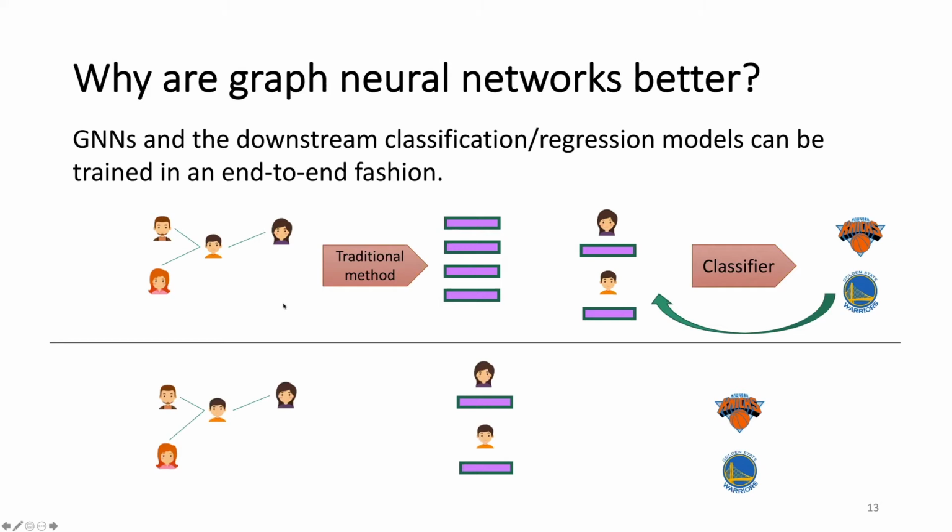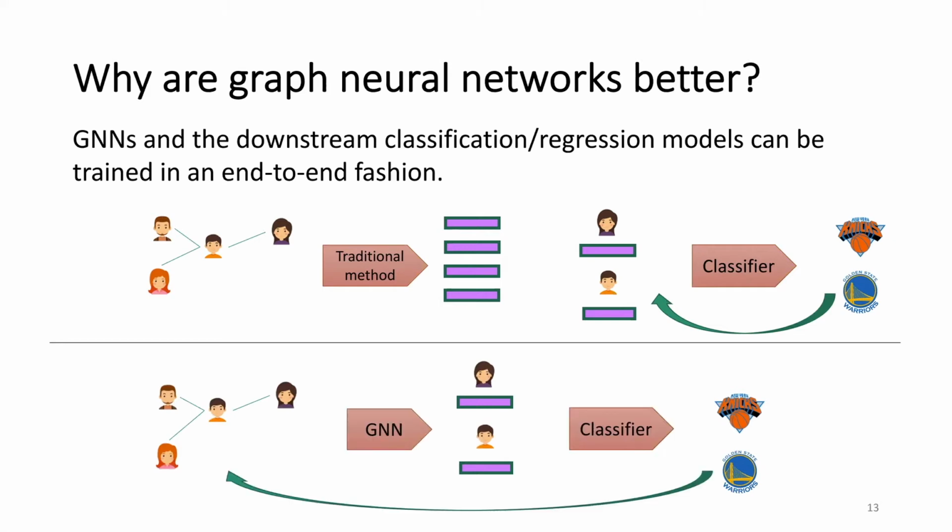On the other hand, in a GNN, I go from the graph, apply my GNN model, and get the embeddings. I take those embeddings as inputs to another model that gives me the classification, and I use that model to predict the classes.